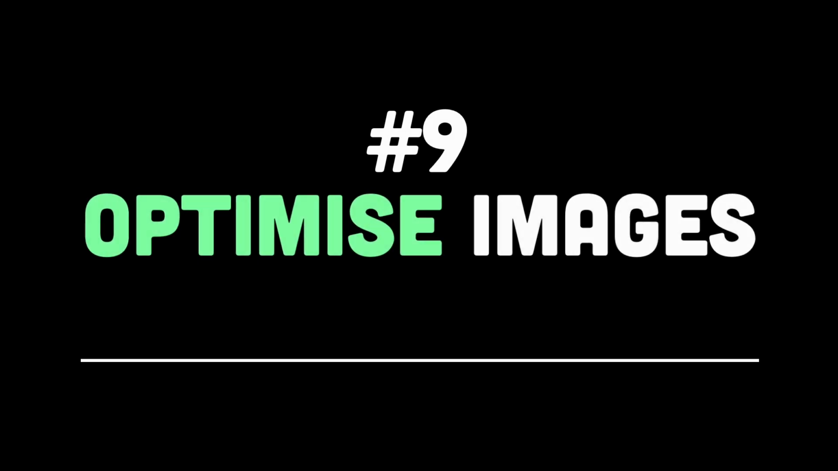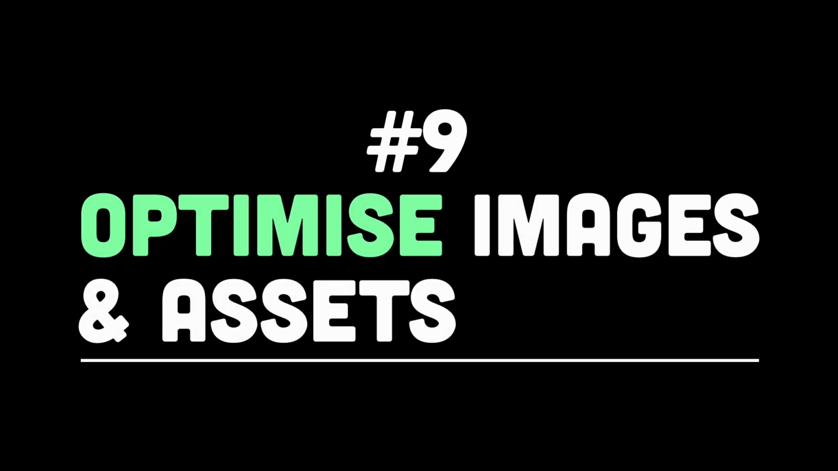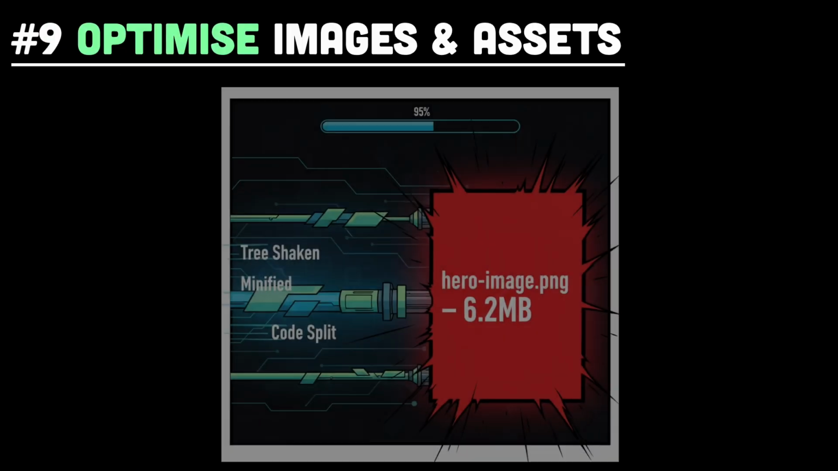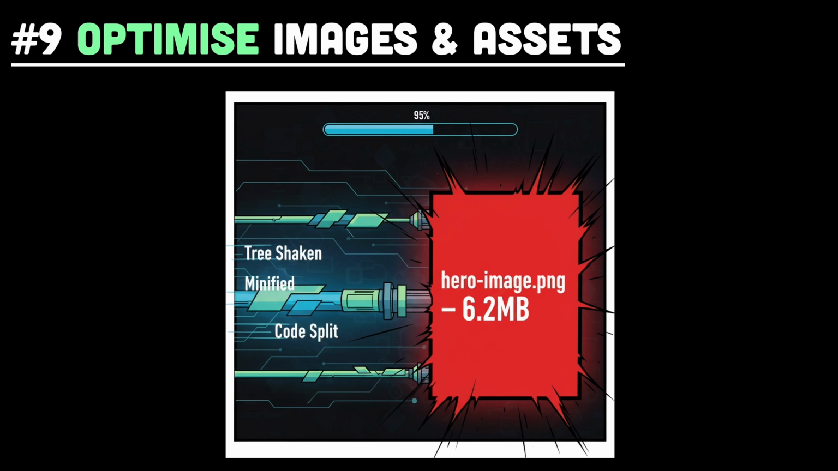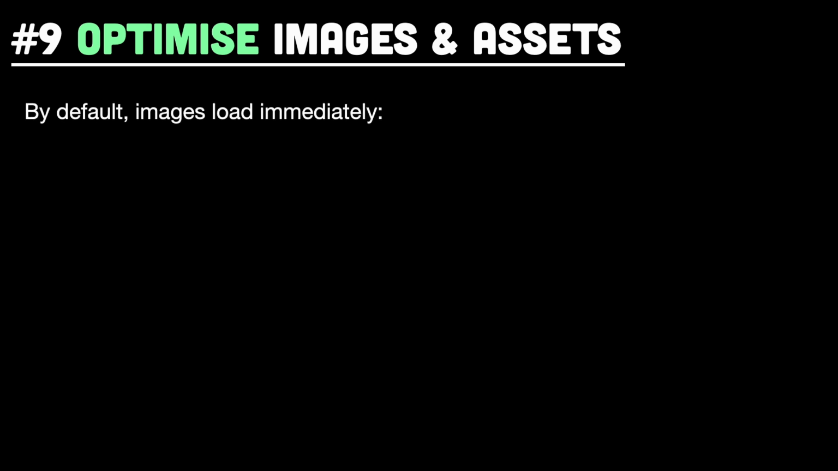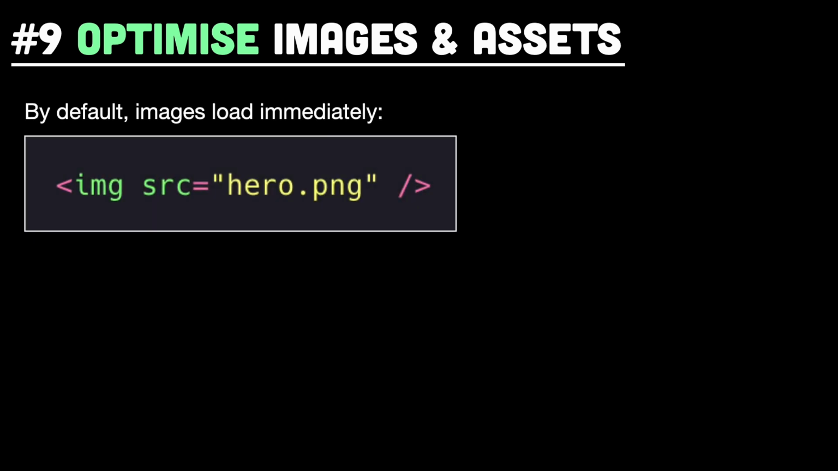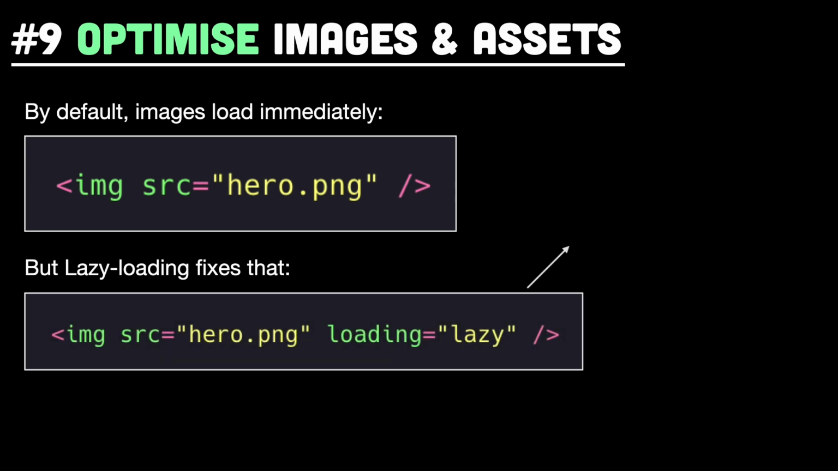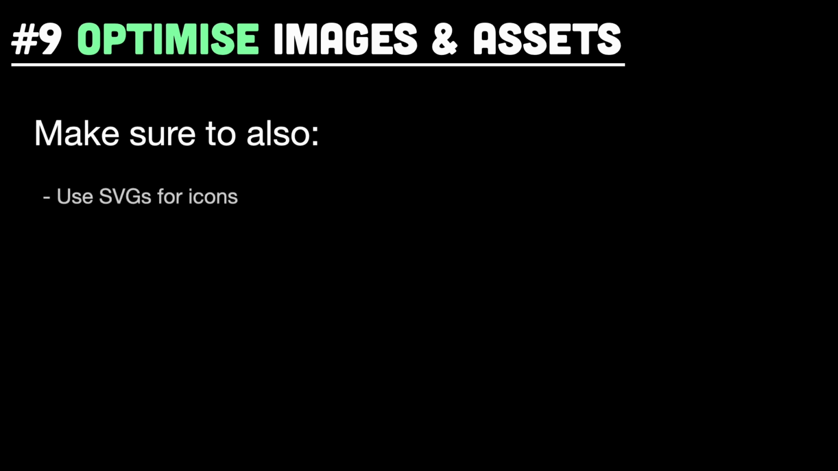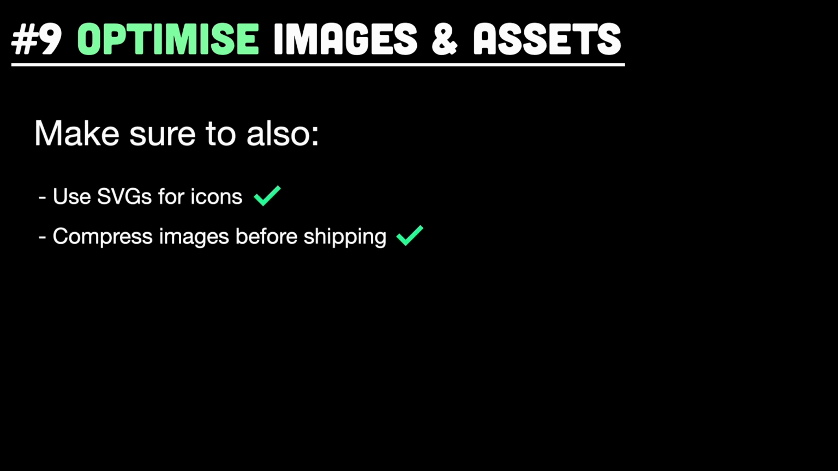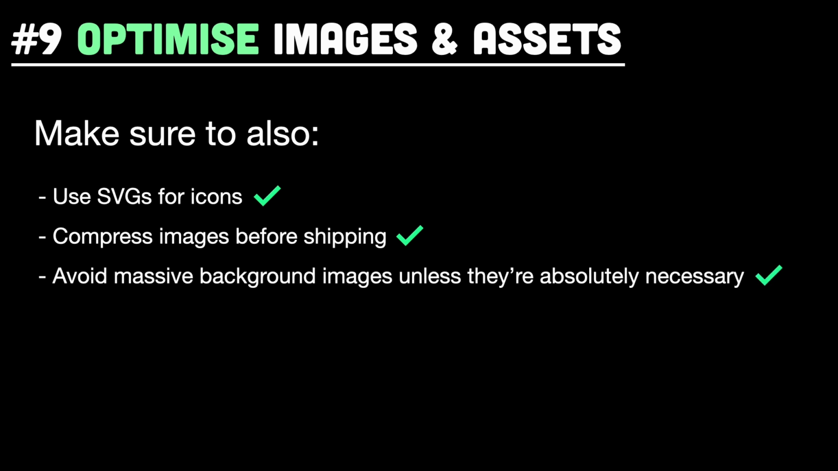Then in number 9, make sure to optimize images and assets. You can perfectly optimize your JavaScript and still have a slow app because of one oversized image. By default, images load immediately. This blocks the network and slows down the first render, but lazy loading fixes that. Now the image loads only when it's about to enter the screen. Make sure to also use SVGs for icons, compress images before shipping, and avoid massive background images unless they're absolutely necessary.